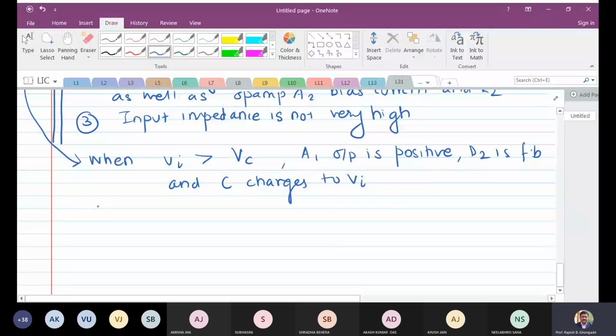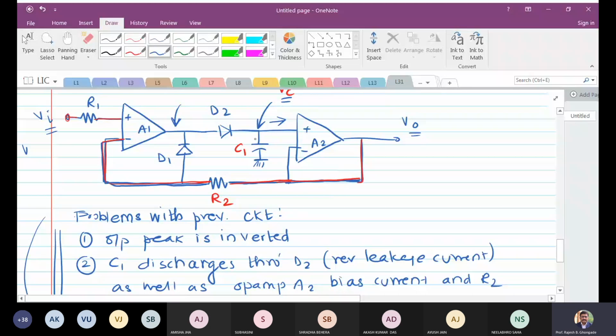Now when VI is less than that peak value, we are calling this now the peak value. Let us say that the capacitor C1 charges to the peak value, the maximum value. Now when VI falls below that peak value, what is going to happen? VC remains at that value, which we call V peak. The inverting terminal of A1 is also at V peak, so it also remains equal to VP now.